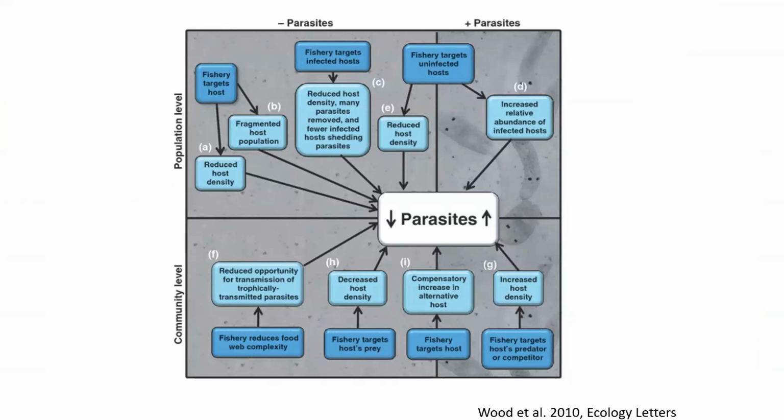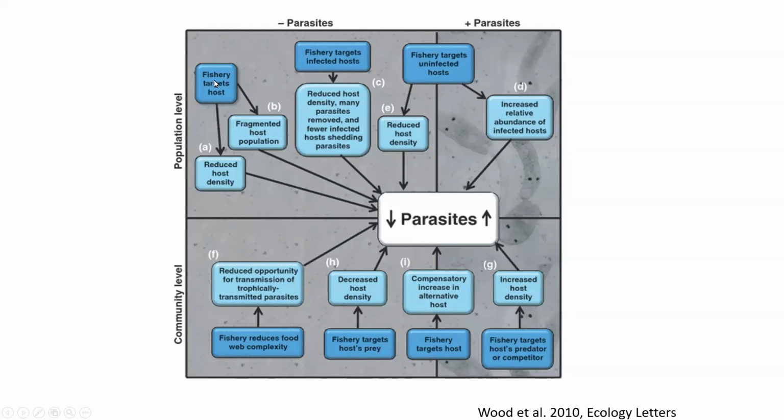So this is a figure that Chelsea Wood, who's a fantastic disease ecologist, made, that just sort of walks through all the different ways that fishing can impact parasite or pathogen abundance. So you can either remove parasites. Hopefully you can see my cursor now. You can remove parasites or you can add parasites, and it can have either population level or community level impacts.